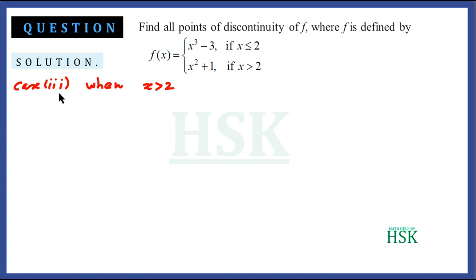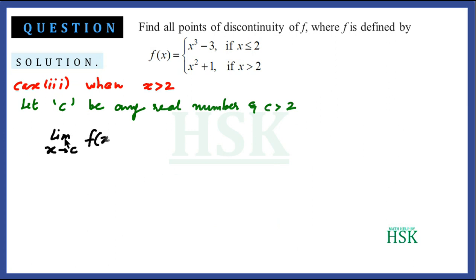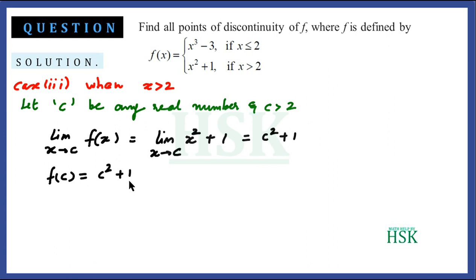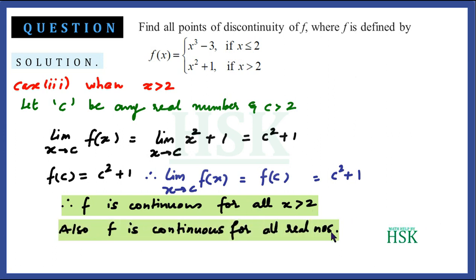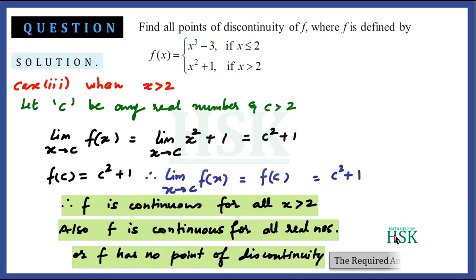Now we are going to take the third case when x is greater than 2. Let c be any real number and c is greater than 2. So limit of x tends to c for f(x) would be equal to limit of x tends to c of x square plus 1, because f(x) takes the value equal to x square plus 1 when x is greater than 2, and this would be equal to c square plus 1, and f(c) will also be equal to c square plus 1. Okay, so limit of x tends to c for the function f(x) is equal to f(c) is equal to c square plus 1. So this means that f is continuous for all x greater than 2. f is continuous for all real numbers, as we have considered all the three cases. So f has no point of discontinuity, which is the required answer.